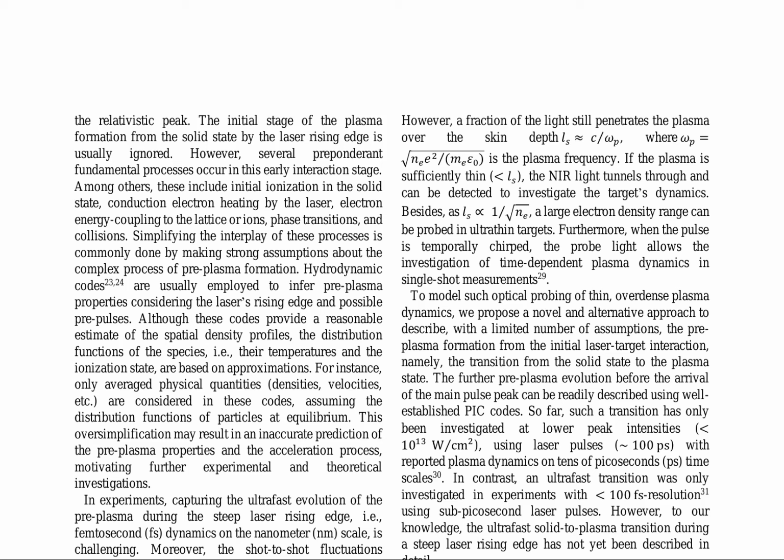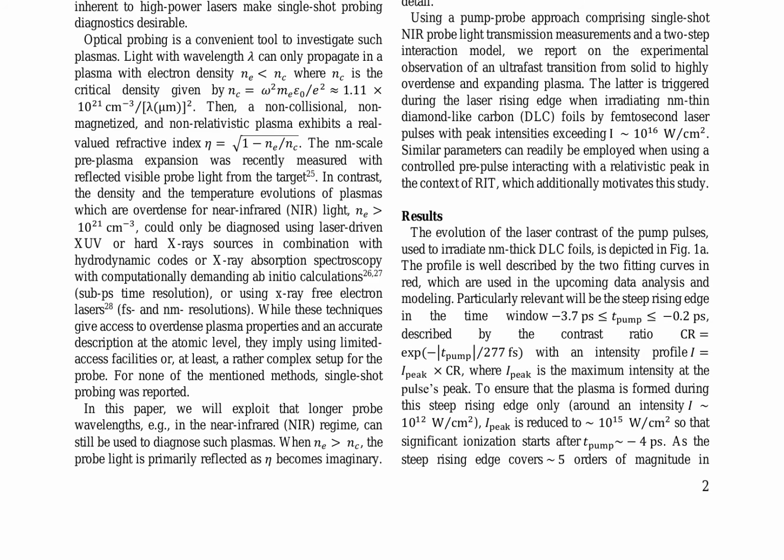The steep rising edge, occurring within the time window 3.7 ps ≤ T_pump ≤ 0.2 ps, is particularly relevant, with an intensity profile I = I_peak · CR, where CR is the contrast ratio given by the expression at T_pump, 277 fs, and I_peak is the maximum intensity at the pulse's peak. To ensure plasma formation during this steep rising edge only, the peak intensity I_peak is reduced to approximately 10^15 W/cm², such that significant ionization commences after T_pump of approximately 4 ps.